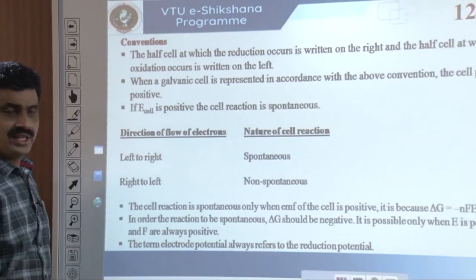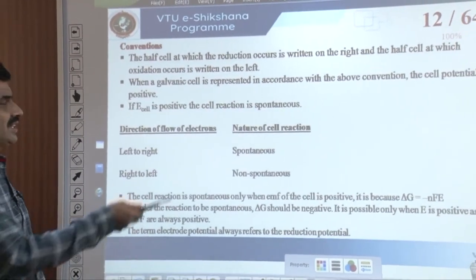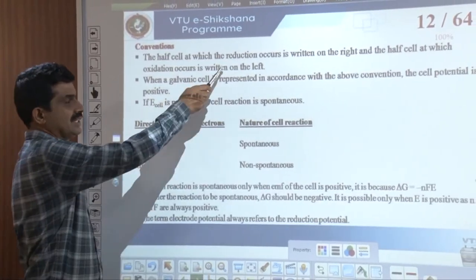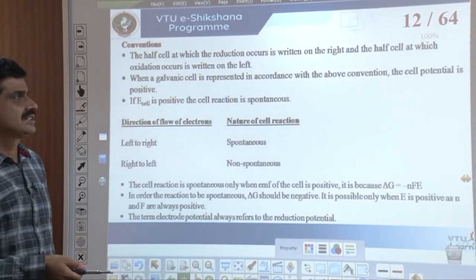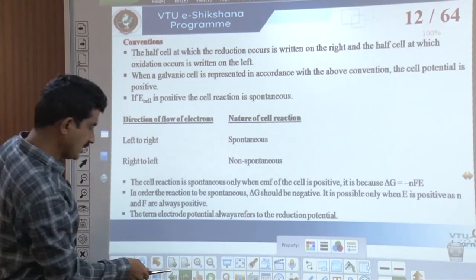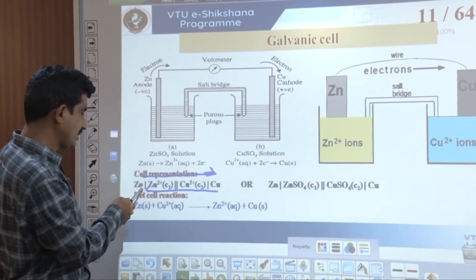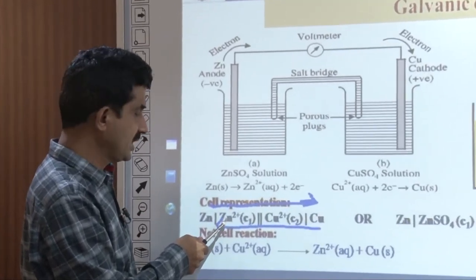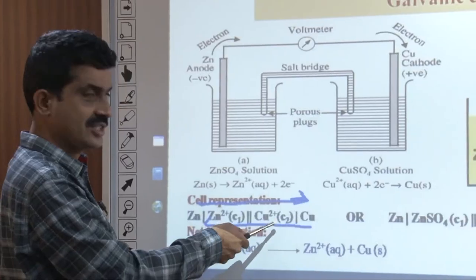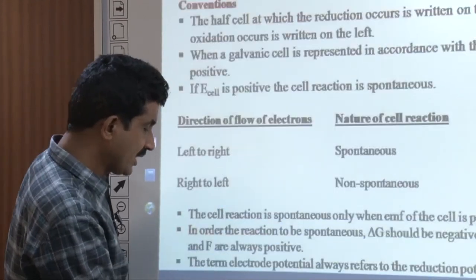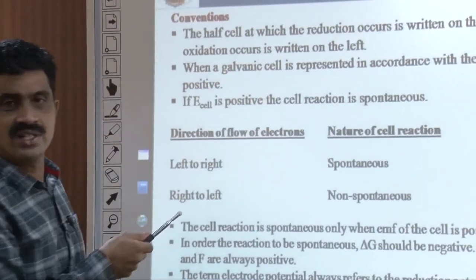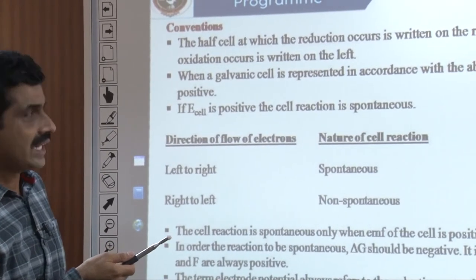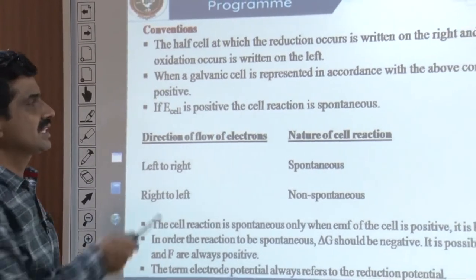So these are the conventions. See, the half cell at which the reduction, I have already told, the electrode at which the reduction occurs is written on the left. Look at this representation. Zinc is the electrode at which oxidation occurs, and copper is the electrode at which reduction takes place. So one of the conventions is, the half cell at which the reduction occurs is written on the right and the half cell at which oxidation occurs is written on the left.